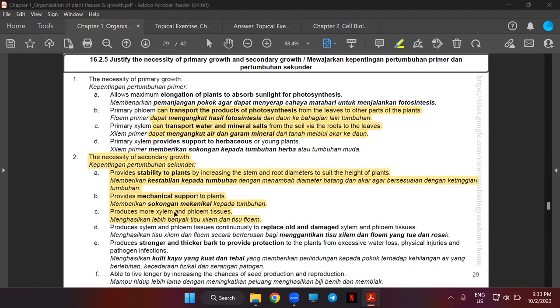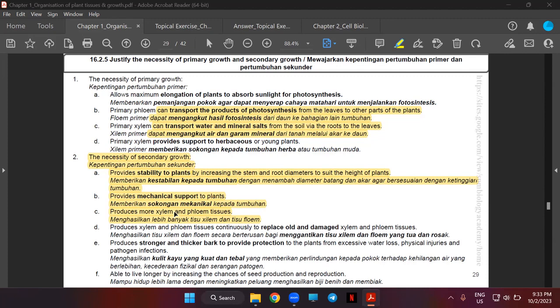Dinesh Kumar, product of photosynthesis such as glucose. Are you telling like that? Dinesh, for your information, product of photosynthesis diangkut dalam bentuk sukrosa, bukan glukosa. We are going to learn this in chapter 4.